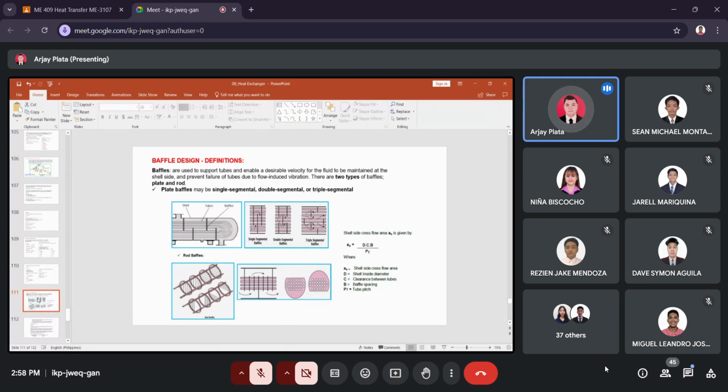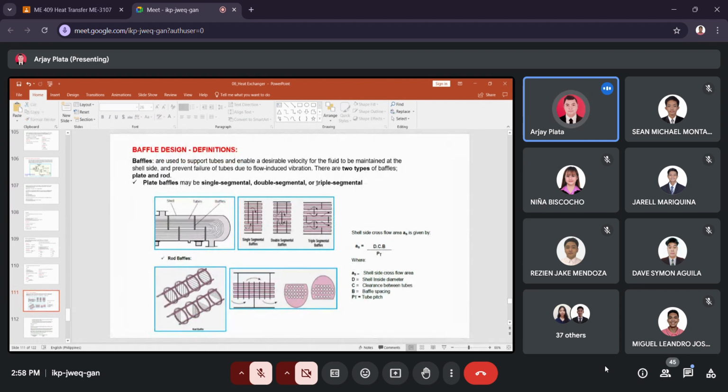So baffles are used to support tubes and enable a desirable velocity for the fluid to be maintained at the shell side and prevent failure of tubes due to flow-induced vibration. So there are two types of baffles, the plate and rod. Plate baffles may be single segmental, double segmental, or triple segmental. So pwede siyang horizontal cut, pwedeng vertical cut.